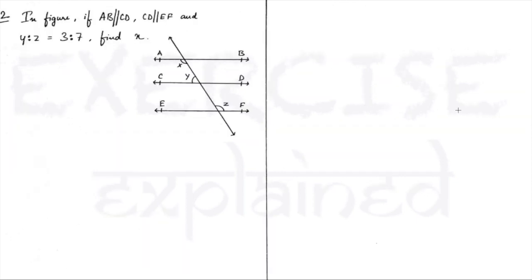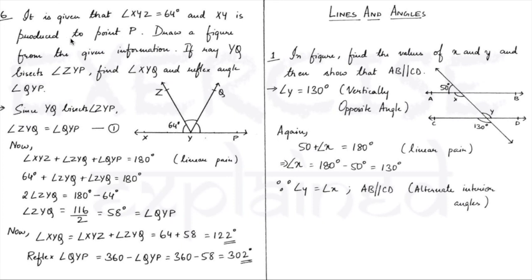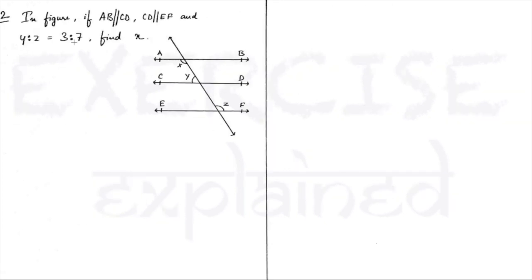Let's get into the next question, that is in figure, if AB is parallel to CD, that means this line is parallel to this line, and CD is parallel to EF, that means this is parallel to this. Y is to Z is equal to 3 is to 7, find X. So what we have to do here is we need to get the value of X, but for that we'll have to find Y and Z also.